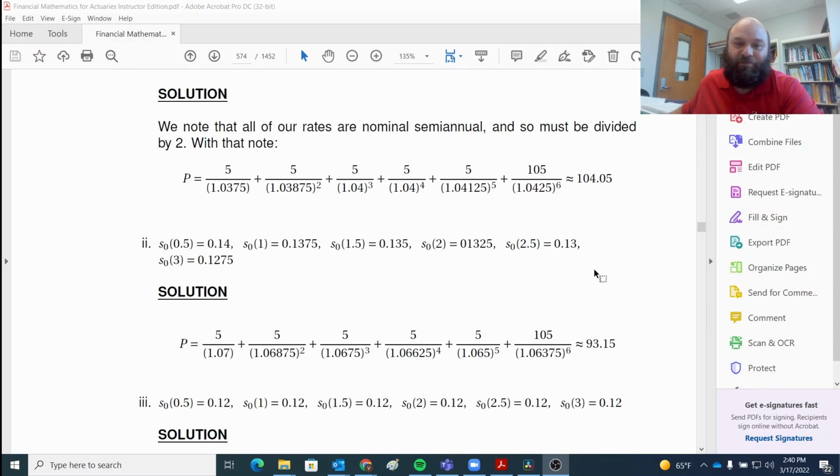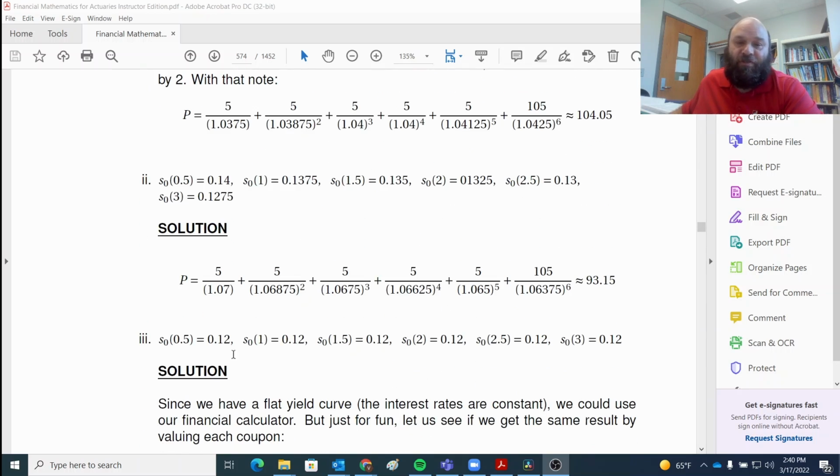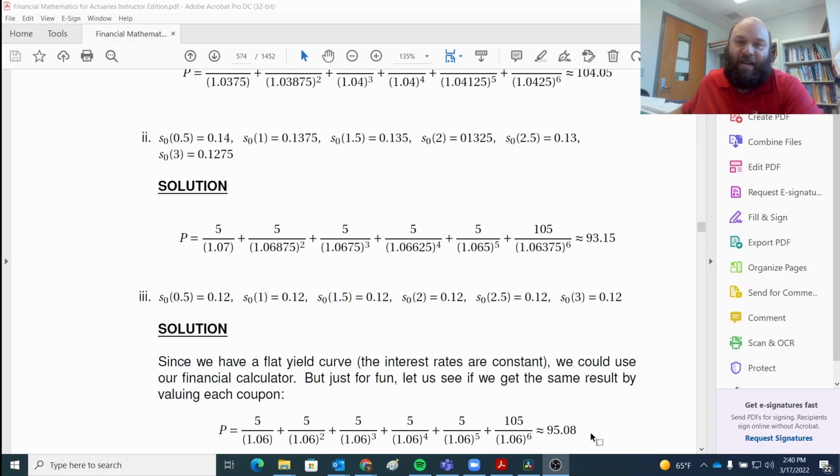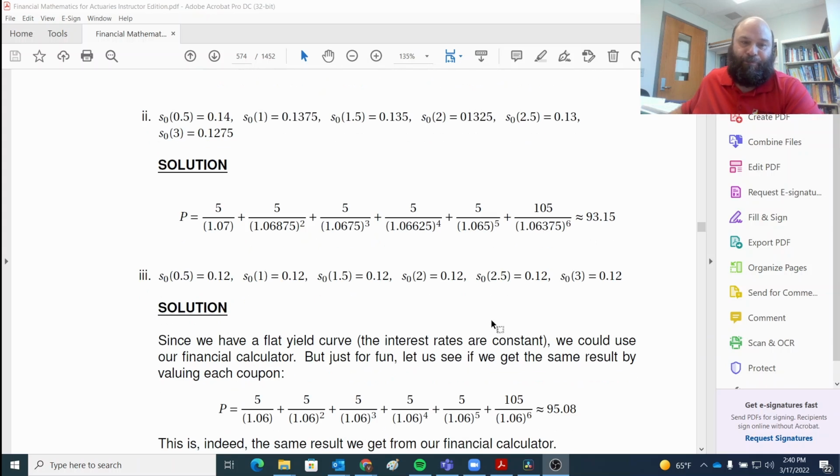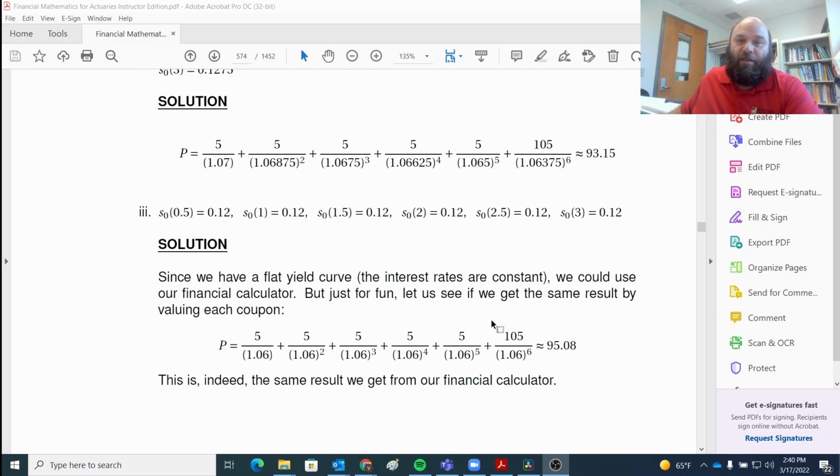Right? Now the last yield curve is flat. Since you have a flat yield curve, you can just use 6% as your effective yield rate and calculate this in your financial calculator, and you get 95.08. So with this flat yield curve, we actually have a discount bond. Makes sense because the coupon rate is less than the yield rate.